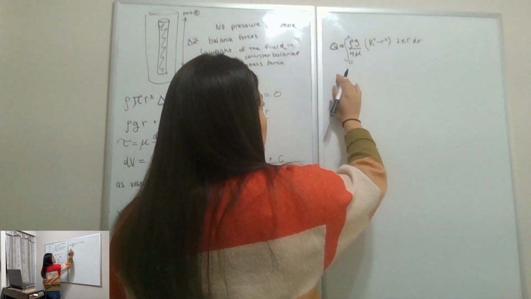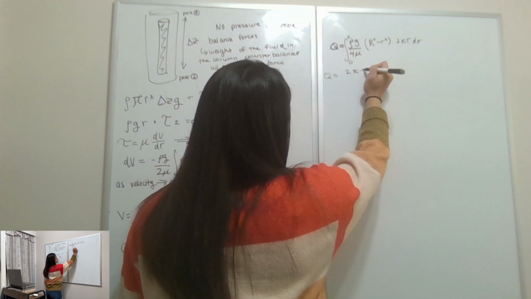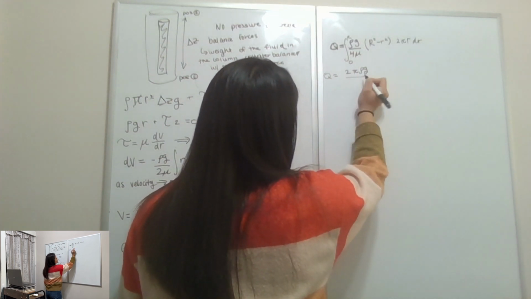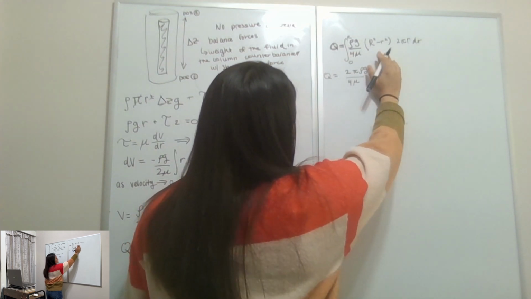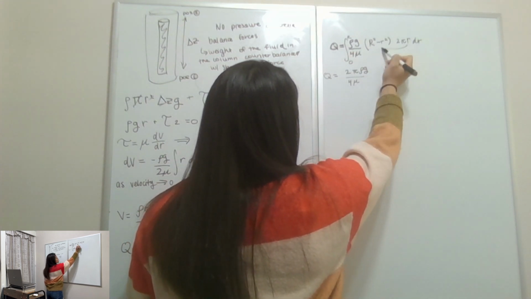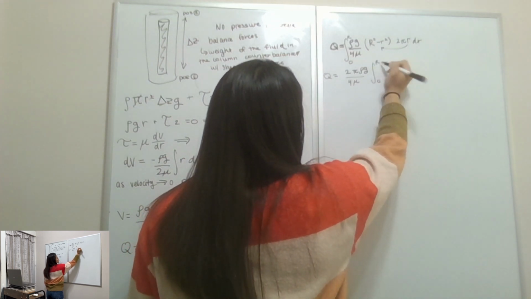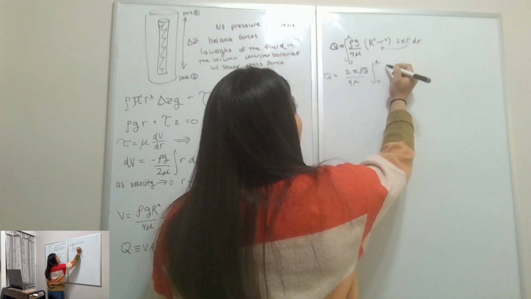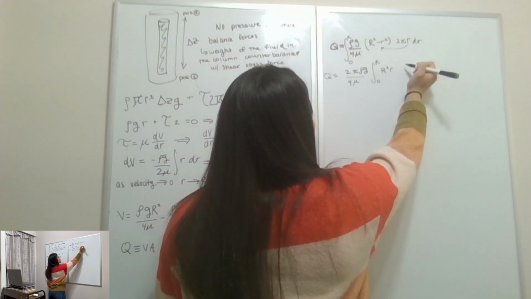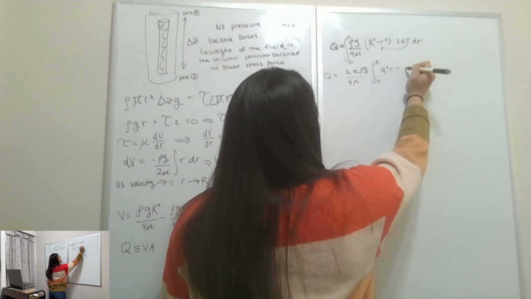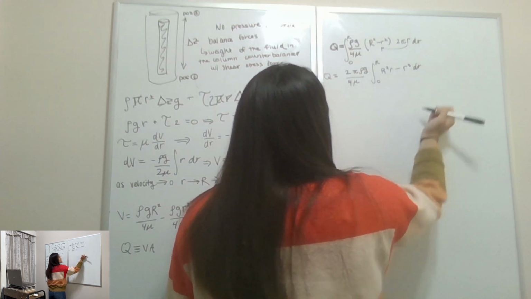And so if we factor out constants, that's going to give us 2 pi times the density times the gravitational acceleration divided by 4 times the viscosity. We will distribute this r into this quantity here, so that's going to give us the integral from 0 to the outer radius of the outer radius squared times the radius minus the radius cubed with respect to the radius.